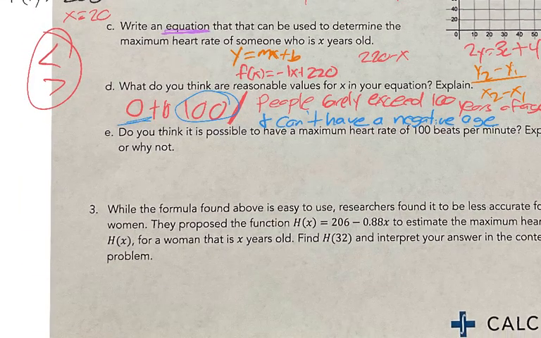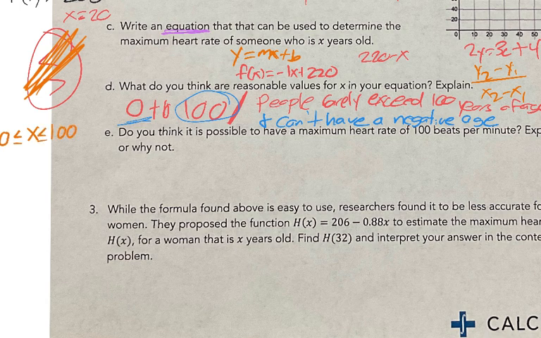Now, let's make it look very mathy and very official for D. We could say that the x value must be greater than or equal to 0, but it must also be less than or equal to 100. This is called a compound inequality. Right? I'm telling you, x is between 0 and 100.